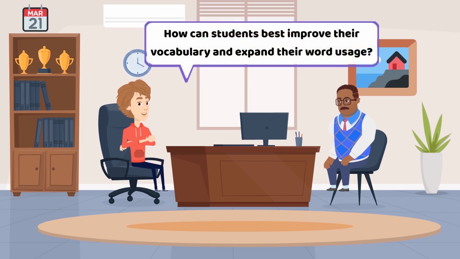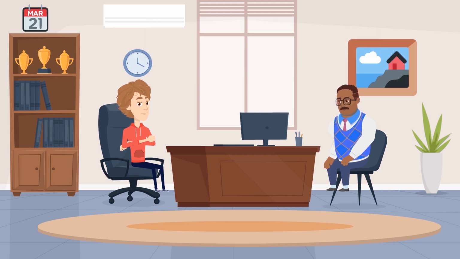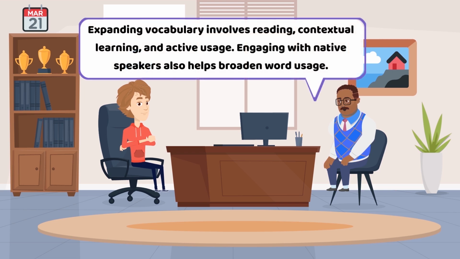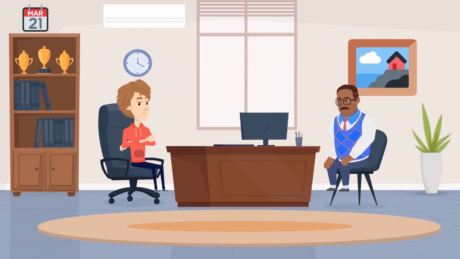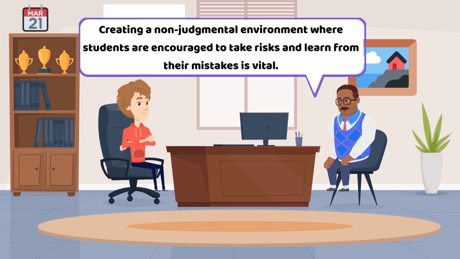How can students best improve their vocabulary and expand their word usage? Expanding vocabulary involves reading, contextual learning, and active usage. Engaging with native speakers also helps broaden word usage. What techniques do you employ to help students overcome the fear of making mistakes when speaking English? Creating a non-judgmental environment where students are encouraged to take risks and learn from their mistakes is vital.